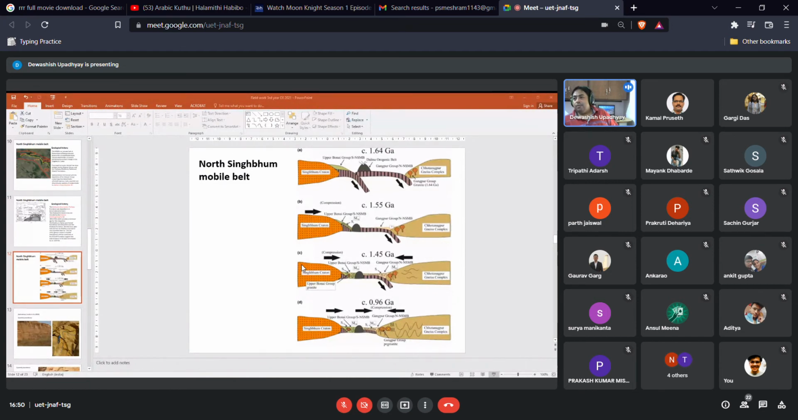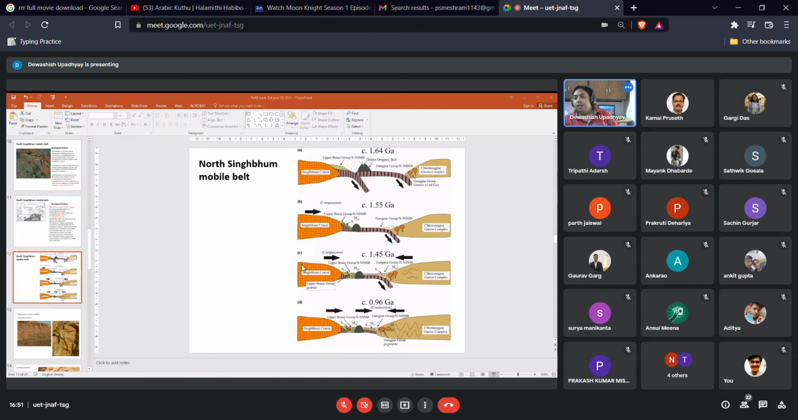So this produced the granitoids, etc., that you have in the Chotanagpur Gneiss. And then at about 1.55 Ga, you had the accretion of the southern part of the NSMB and the Dalma with the Singhbhum Craton. This led to the deformation of the sediments that you have in the southern part of the NSMB.